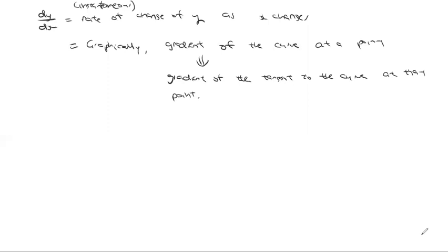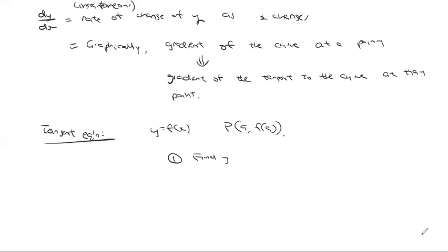As a result, we can talk about finding the tangent. So if you have y equals f x, and you've got a point P at a, f of a, then your first step is to find y dash. And then you would sub in x equals a. So the gradient would be equal to f dash a.